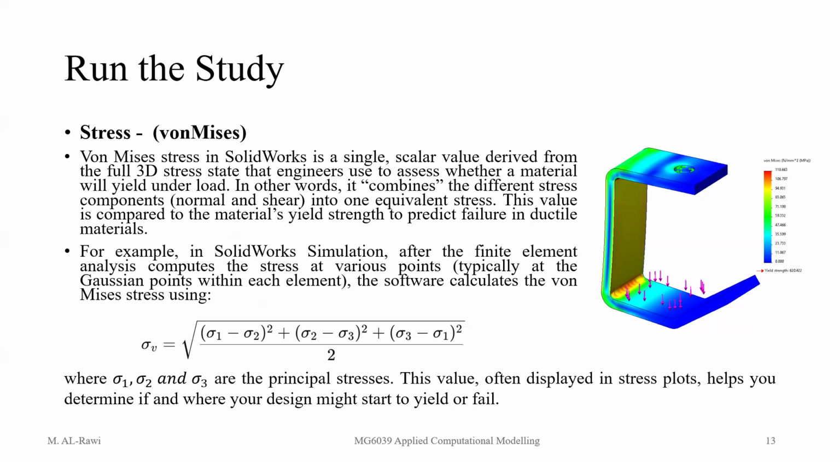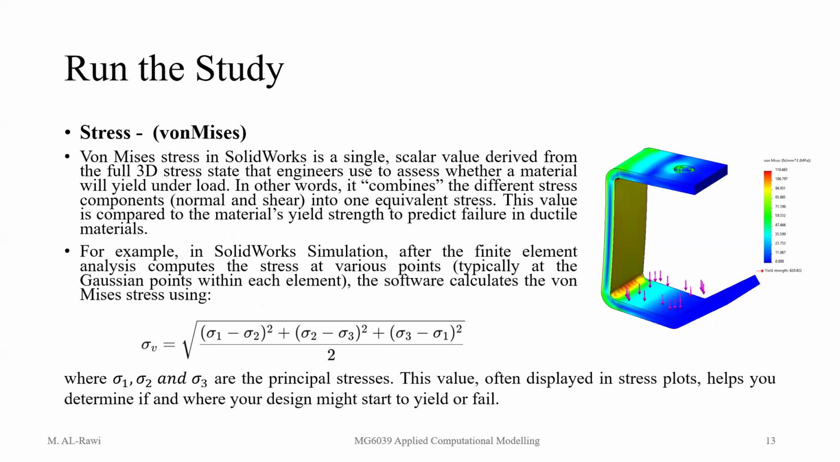Okay. So von Mises stress in SolidWorks is a single scalar value derived from the full 3D stress state that engineers use to assess whether the material will yield under load. In other words, it combines the different stress components, normal and shear, into one equivalent stress.